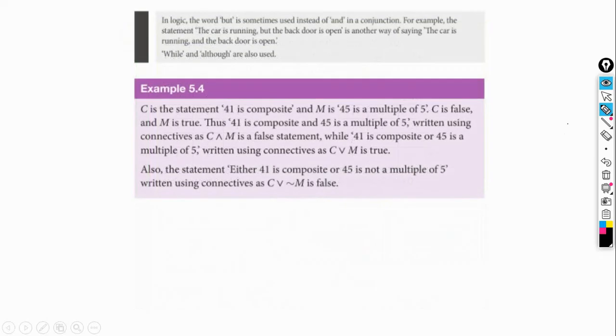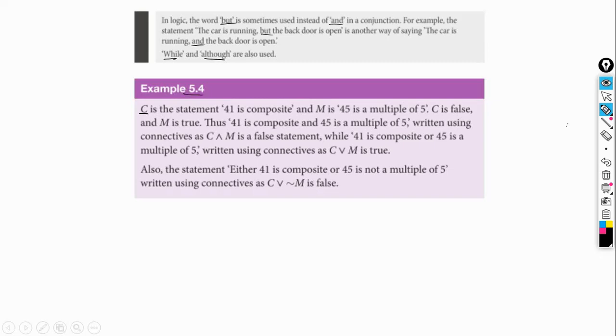In logic, the word but is sometimes used instead of and in a conjunction. For example, the statement, the car is running, but the back door is open, is another way of saying the car is running and the back door is open. While and although are also used. Now let's take a look at example 5.4.